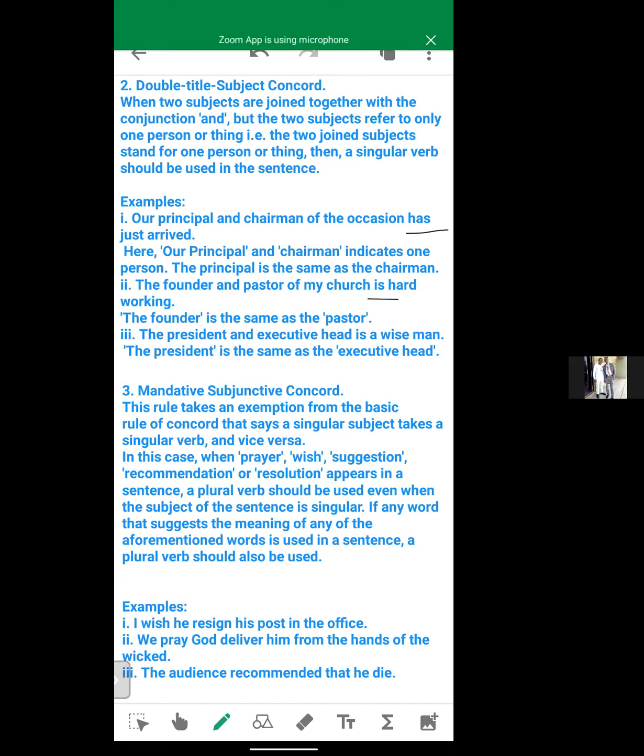When we say double title, it means one person bearing two titles. So two subjects describing one person. So that is that. All right, thirdly, mandative subjunctive concord. This is where I title it the big five principle. This rule takes an exemption from the basic rule of concord that says a singular subject must take a singular verb and vice versa.